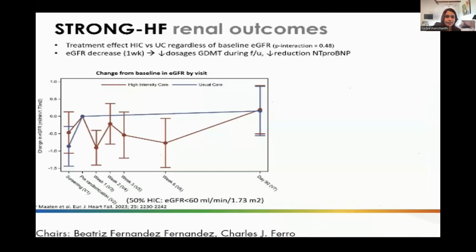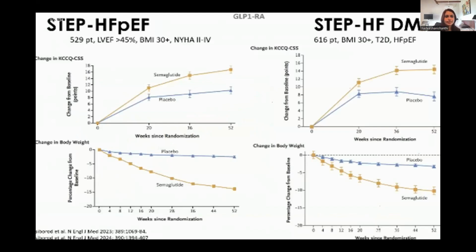In the STRONG-HF renal outcomes, in the initial period there is a rapid decline in eGFR and rise in creatinine, but with time they come to the same range. So even though there are initial dips in eGFR, with time it comes back to the normal, same range.